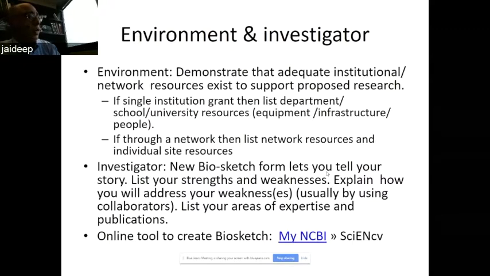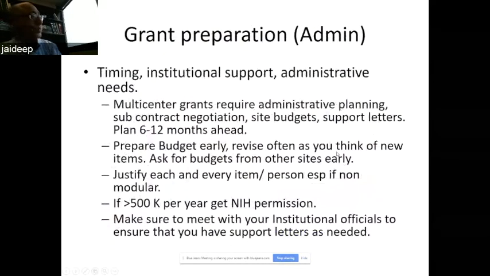They should be either co-PIs, joint PIs, or write a collaborator letter to provide that they will help you out with specific aspects of the grant. And this is important to make sure that you have an appropriate group of people to approach this research. And of course, BioSketch is your opportunity to list areas of expertise. You can generate your BioSketch using an online tool, MyNCBI, if you wish.